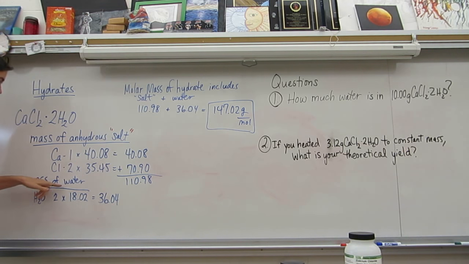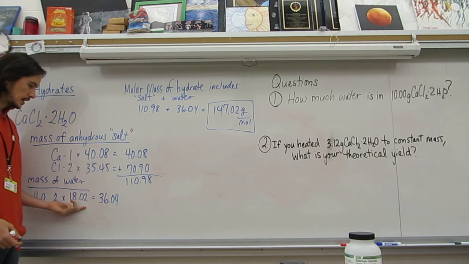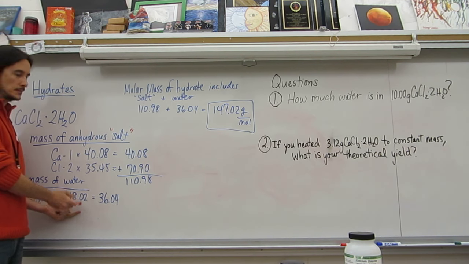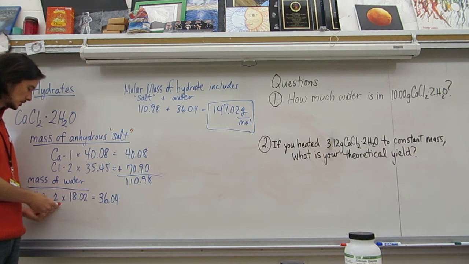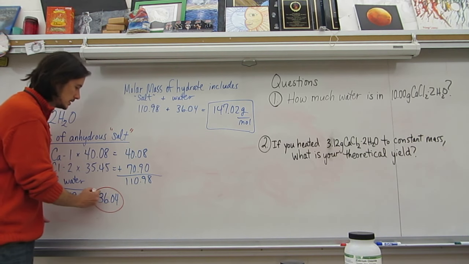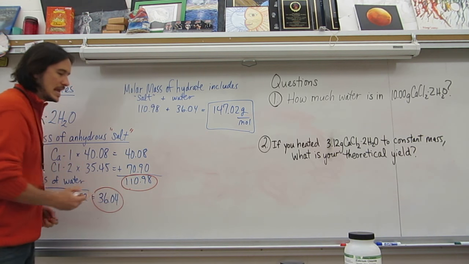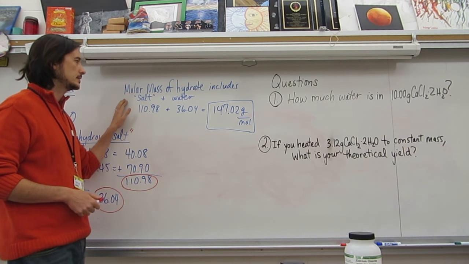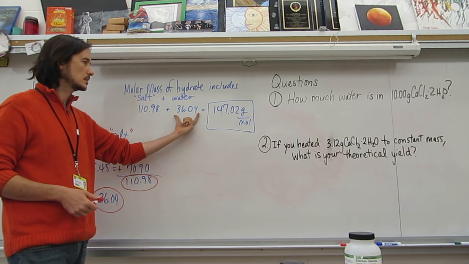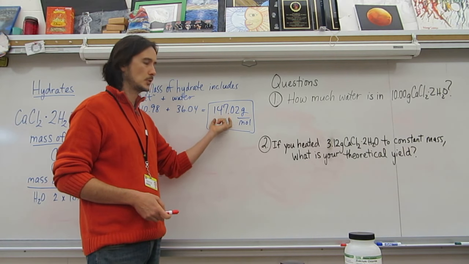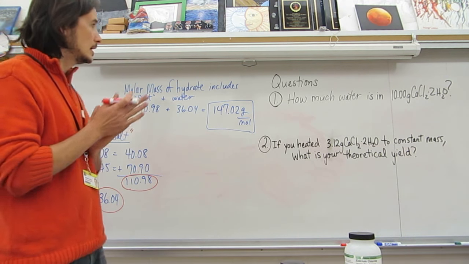So mass of water. Well, we have 2 water molecules. When you get the molar mass of a hydrate, I recommend leaving the water together and just thinking of it as 18.02. It's a small molecule, so 2 times 18.02 is 36.04. So we have the mass of the water, and we have the mass of the anhydrous salt. Molar mass of the hydrate is just going to be the salt plus the water combined. So we get a total mass of 147.02 grams per mole. All right, so that's fine.